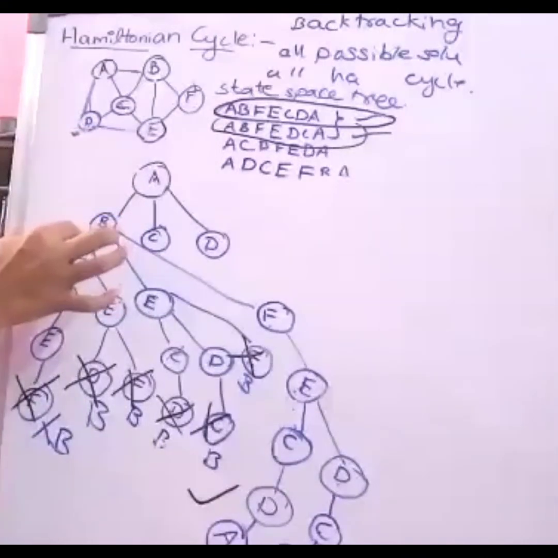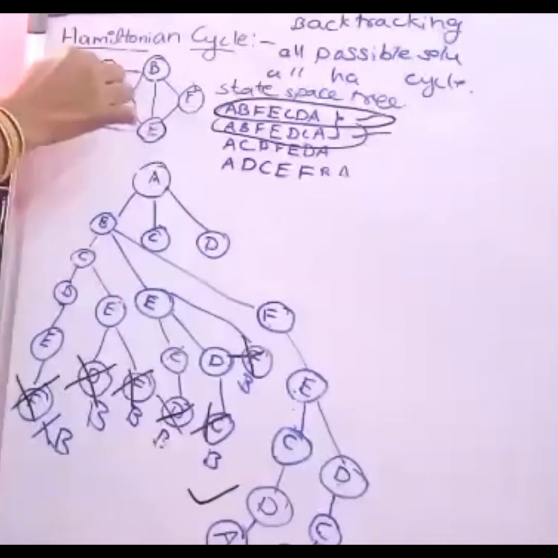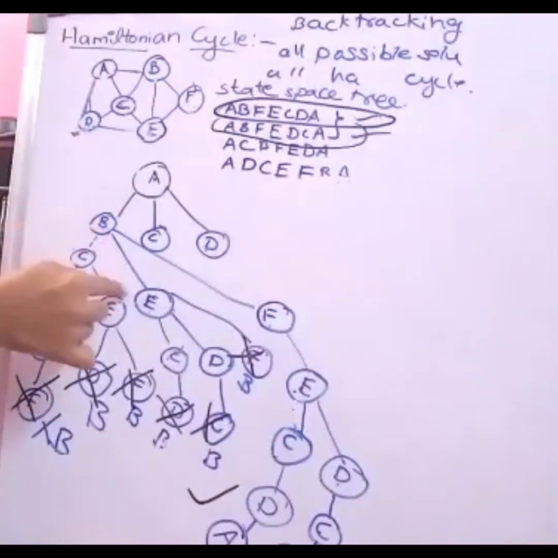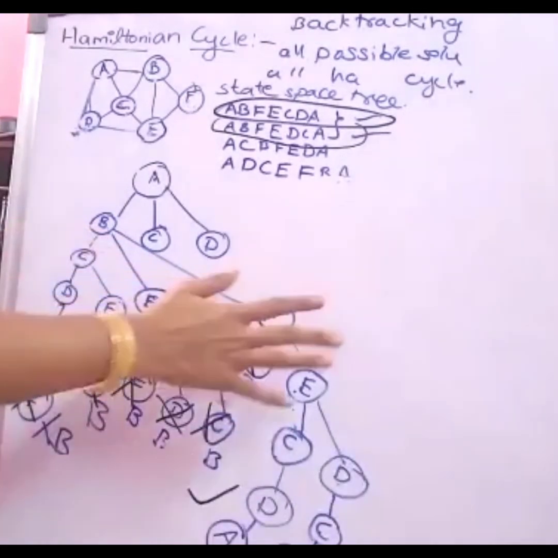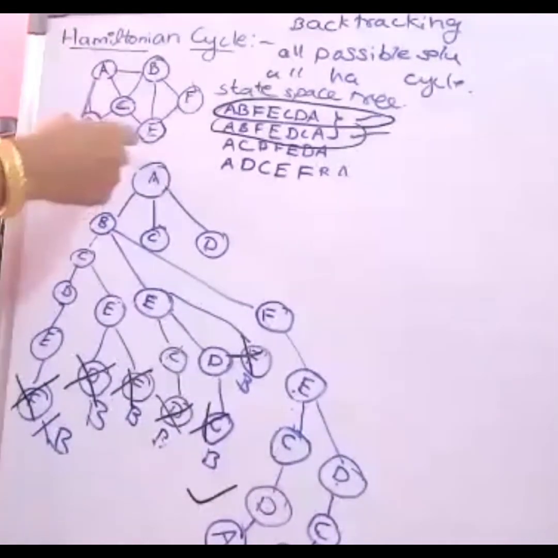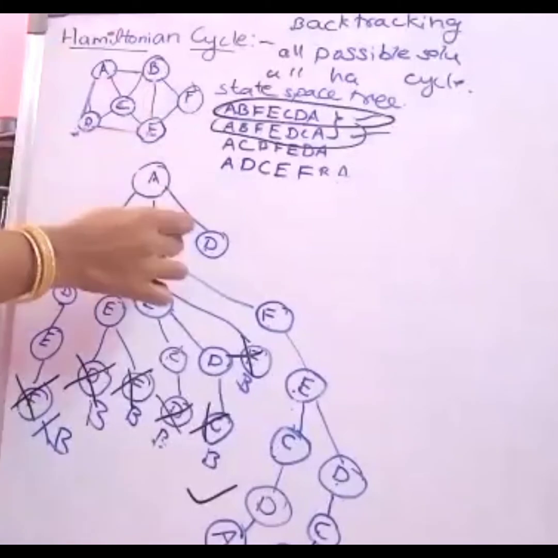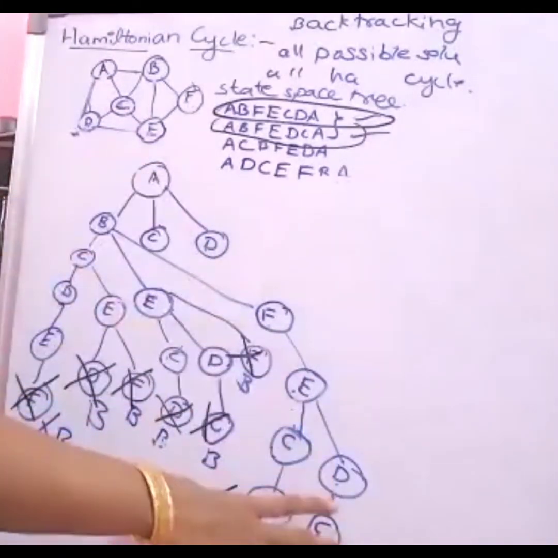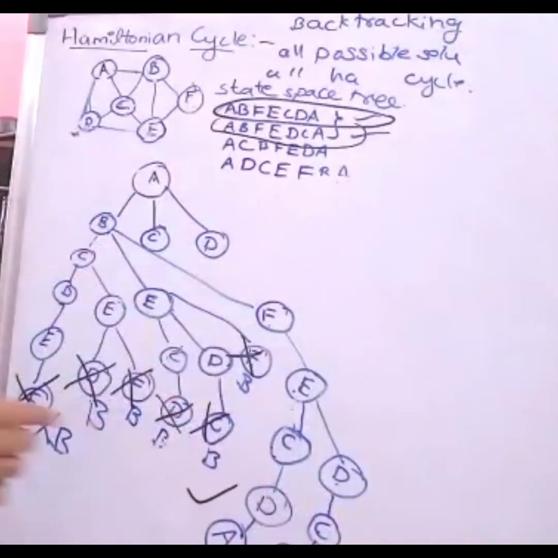With B, all the possible solutions: B, A, C, E, F. So B is connected to C, we covered; B is connected to E, covered; B is connected to F, we already covered. According to the backtracking technique, go back to A. From A, A is connected to B, C, D. With B, we already covered and we got the two possible solutions.